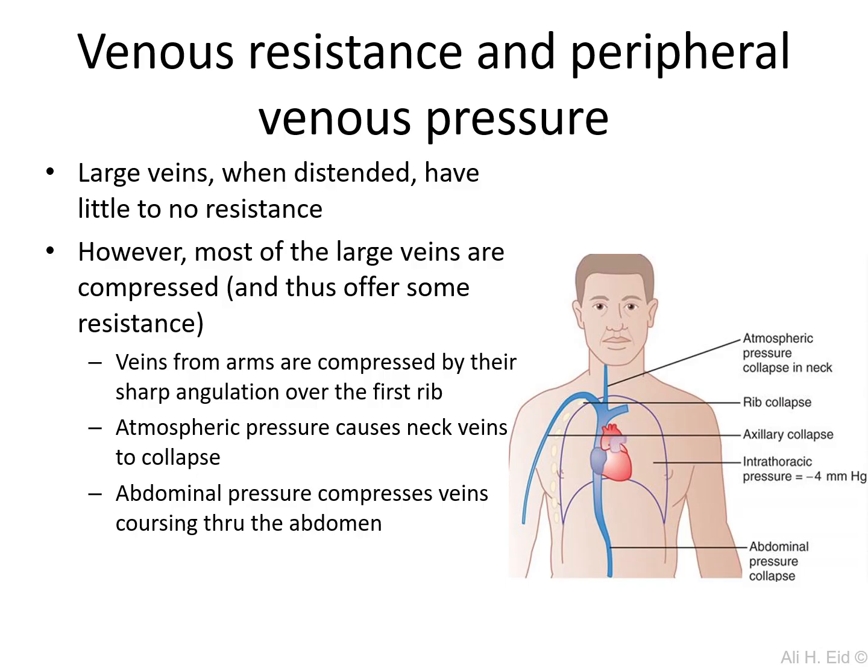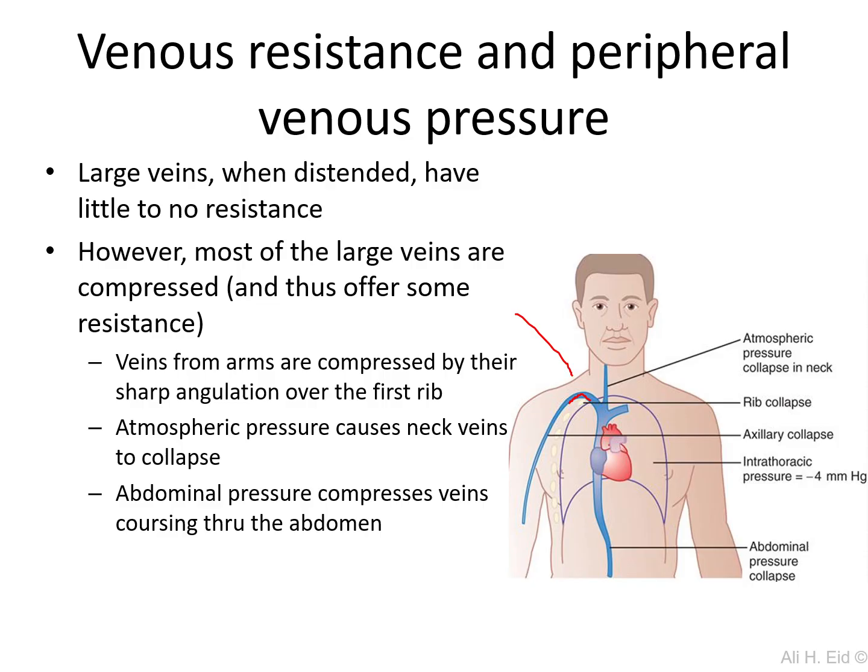We'll talk now about the venous resistance and the peripheral venous pressure. Large veins, when they are distended, have little to no resistance. However, most of the large veins are compressed and thus they offer some resistance. Veins from the arms are compressed by their sharp angulation over the first rib.